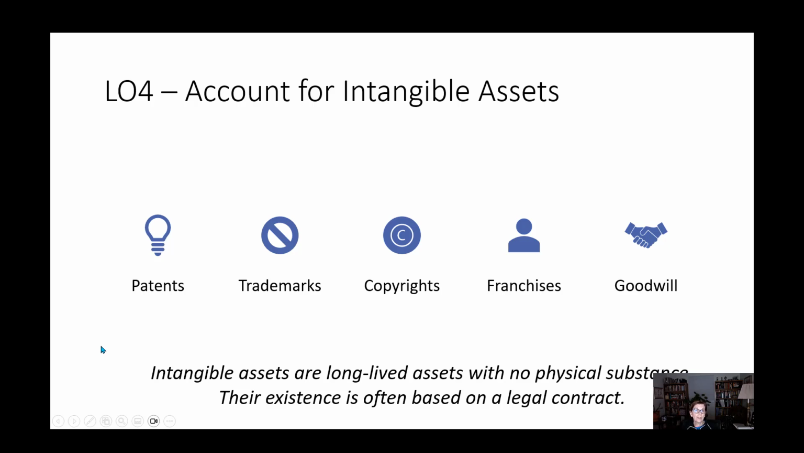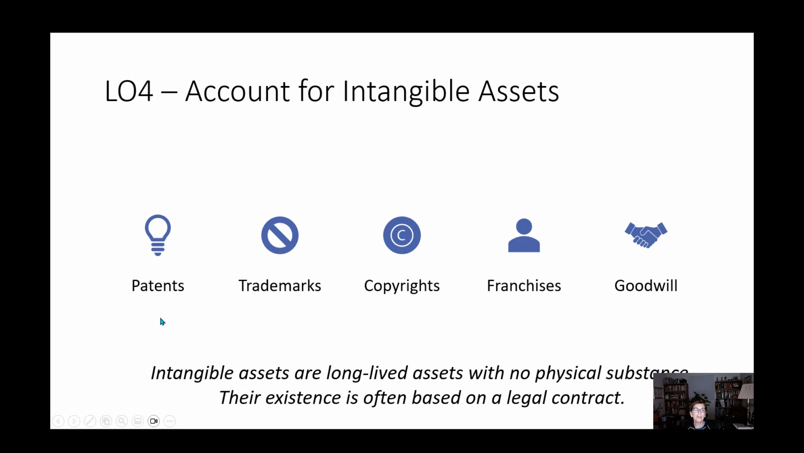Now let's take a look at intangible assets. There are generally 5 types of intangible assets, and some of these assets last forever and some of them have finite lives, right? They all are long-lived assets with no physical substance, and the existence is usually based on a legal contract.